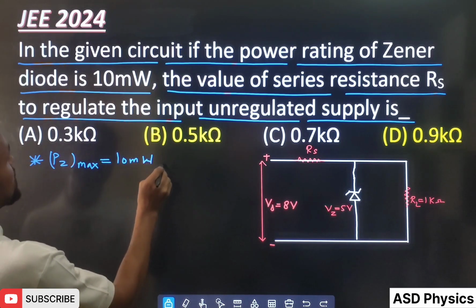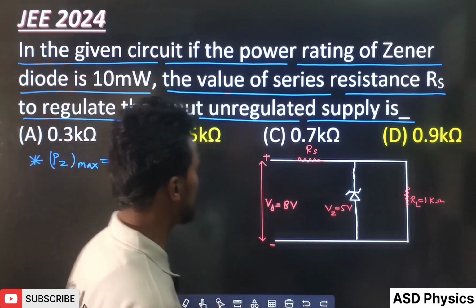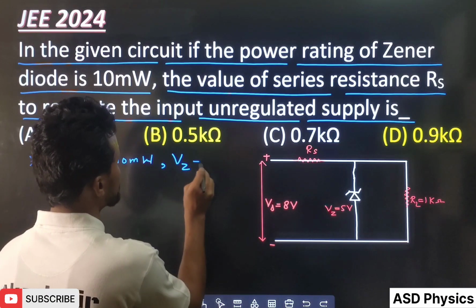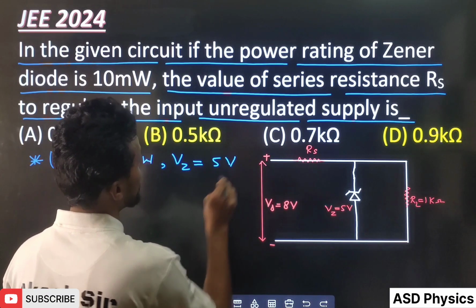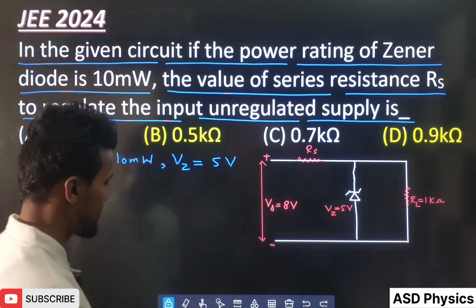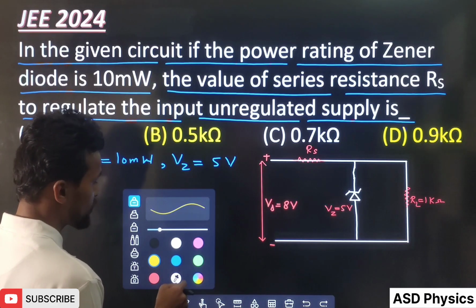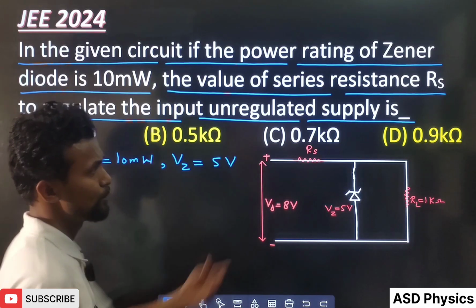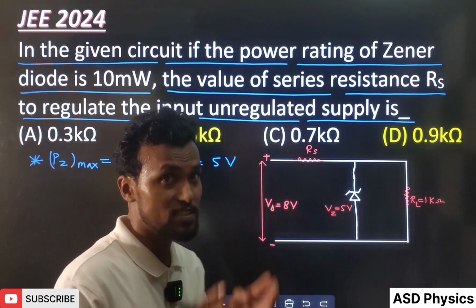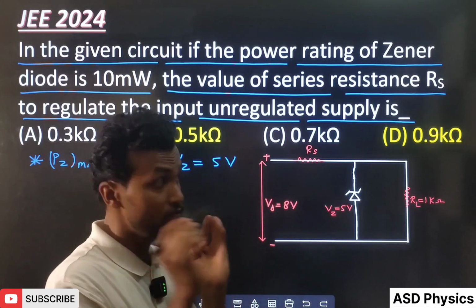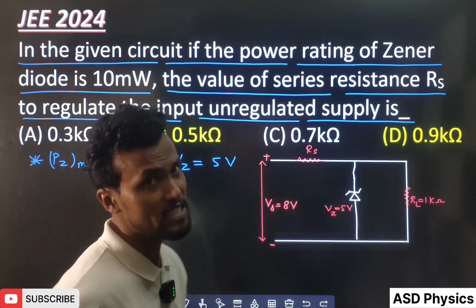Okay, 10 milliwatt. After that, if you see from here, the Zener voltage given here, you can see very well, is 5 volt, in this circuit diagram. So here we have to calculate the value of RS. So let's first analyze the circuit and see what we should do to solve this question in an easy way.